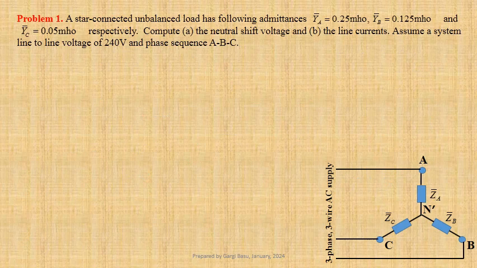A star-connected unbalanced load has the following admittances: YA equals 0.25 mho, YB equals 0.125 mho, and YC equals 0.05 mho respectively. We have to determine the neutral shift voltage and the line currents, assuming a system line-to-line voltage of 240 volts and phase sequence ABC.